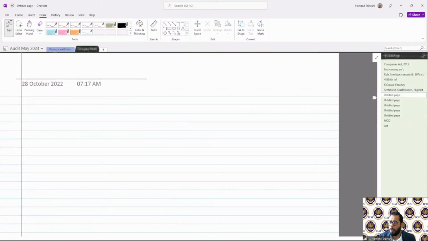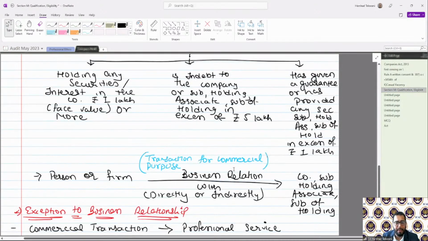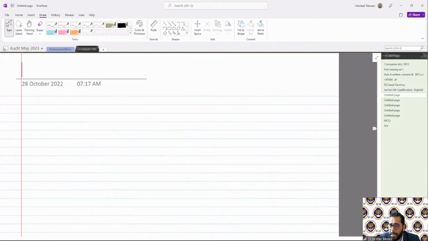Okay. Now we'll see further. We were seeing the people who are disqualified from being appointed. One case was a person having a business relationship. The next is a person whose relative is a director or is in employment of the company as a director or key managerial person; then that person will also not be eligible for appointment.